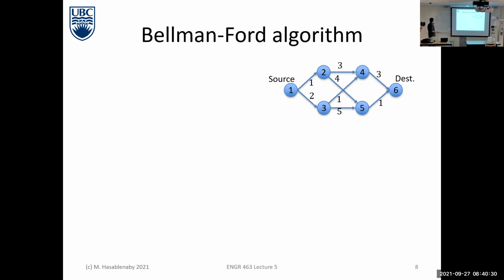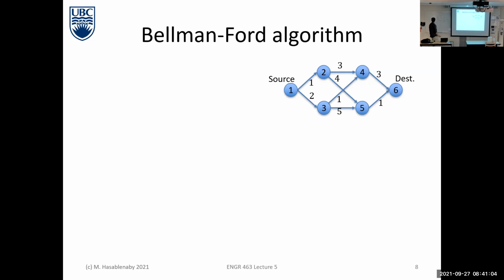So I must first write the cost from 2 to 4, plus the cost of 4 to 6, which is also 3, plus the cost of 4 to reach the destination, which is 3. And I must compare this way with the other path, 2 to 5 to 6. So 2 to 5 is 4, and then from 5 to 6 is 1.